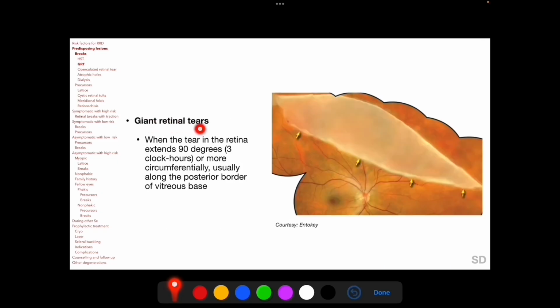A giant retinal tear is a retinal tear which also occurs due to vitreoretinal traction but extends 90 degrees or 3 clock hours or more circumferentially, and this also takes place along the posterior border of the vitreous base. In this photograph, this is the torn edge of the retina, and this is the portion of the retina which has flipped over itself, and this is the portion of the fundus where the RPE and choroid is directly visible and so is commonly called bare choroid.